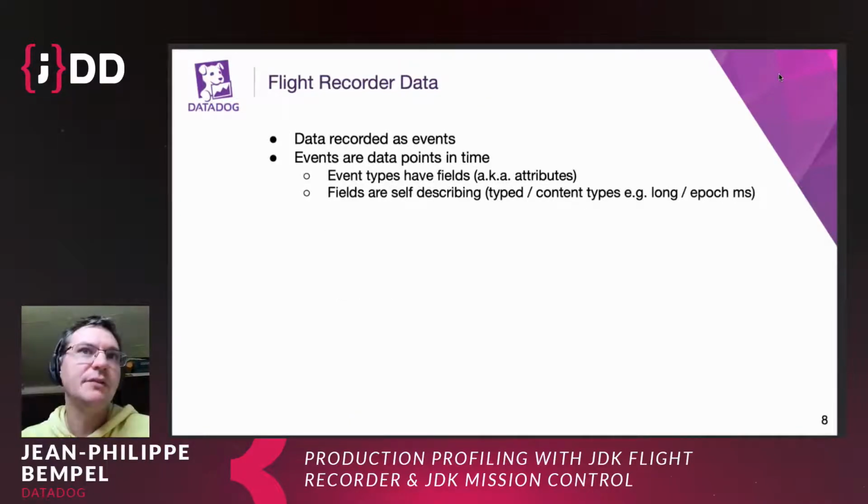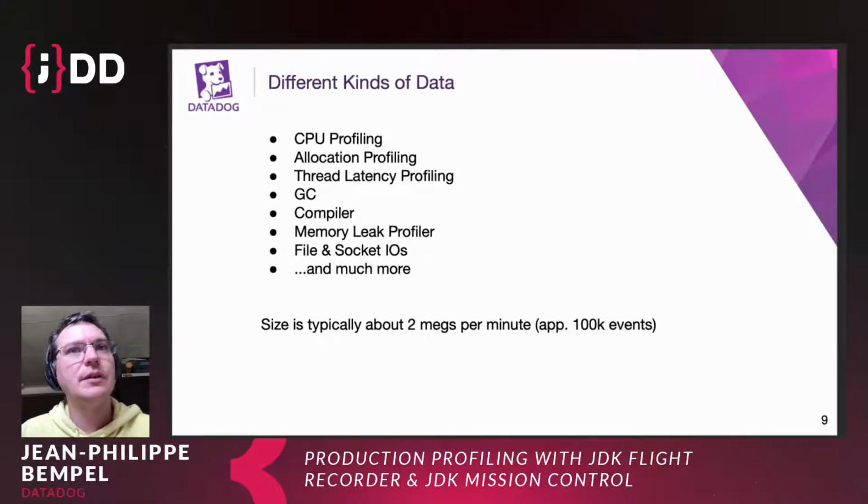The data collected by JFR is recorded as events. Those events are data points in time and have typed and self-describing attributes. So you can record specific types like size in bytes or time in milliseconds. JFR is already recording different kinds of data for CPU profiling, allocation profiling, thread latency profiling, GC, compiler, memory leak profiler, file and socket IOs, and much more. The size is typically 2 megabytes per minute. That's about 100,000 events for that kind of recording.